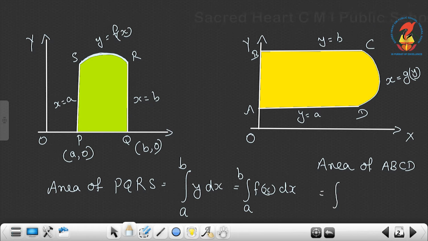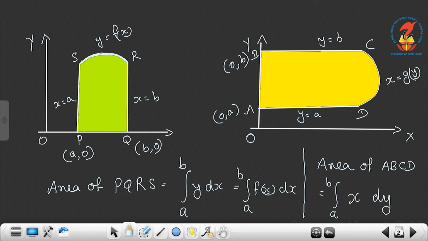is equal to the integral. There we take y coordinates. y is equal to a is the line AD. So what are the coordinates of A? (0, a). And coordinates of B are (0, b). So we can take the integral a to b. Then a and b are y coordinates, so integrate with respect to y. So here you have to write x. Then what is x? x is g of y. So that's equal to the integral a to b g of y dy.